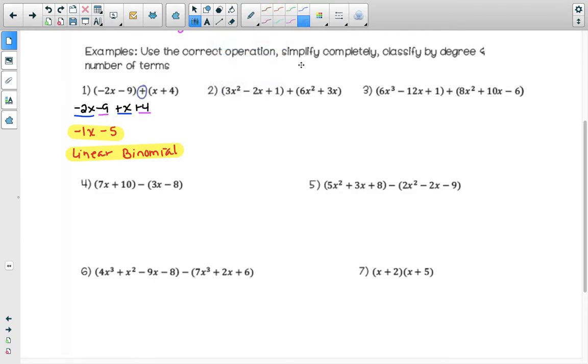Question 2, again we look to see what operation is happening between the parentheses, and we have addition.